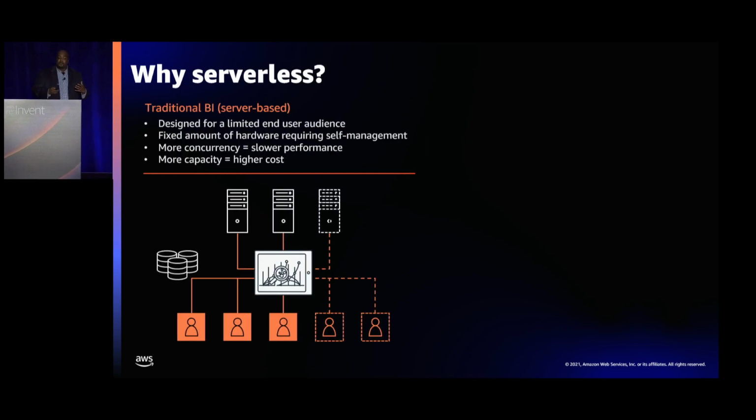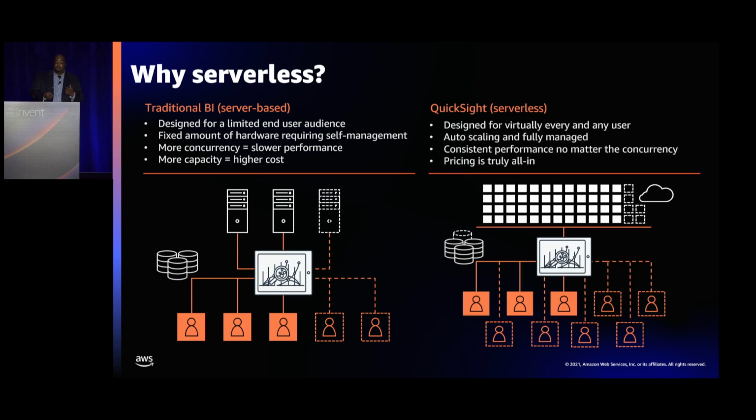Now, one of the core things that QuickSight got right from the start is serverless. So why serverless? With traditional BI, it's been designed for a limited end user audience. And then the more concurrency you have, the slower that performance is gonna be, and the more that you're gonna have to add more compute nodes to that layer. And then also the capacity around that.